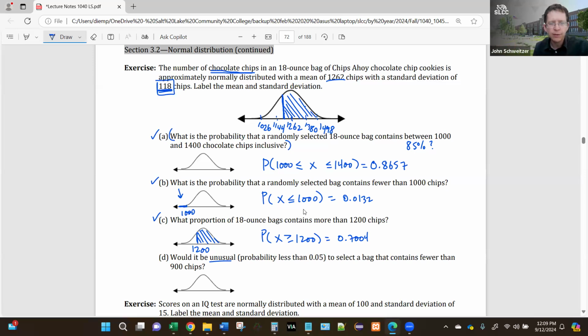So we need to have a way of defining unusual. A good rule of thumb in probability theory is that if the probability of an event is less than 5%, then we call it an unusual event.